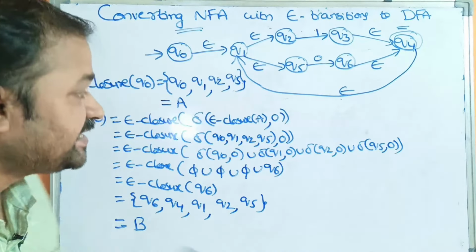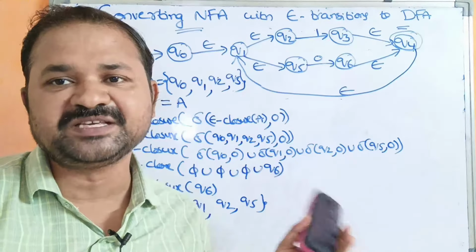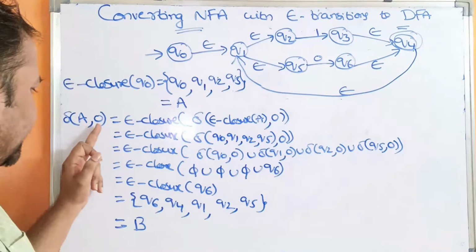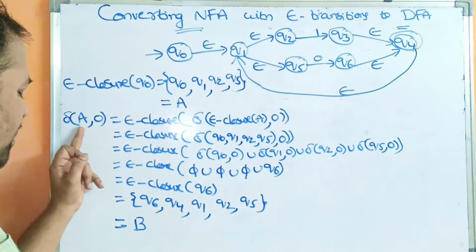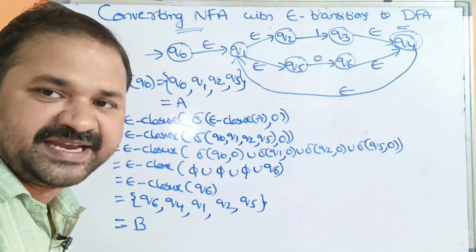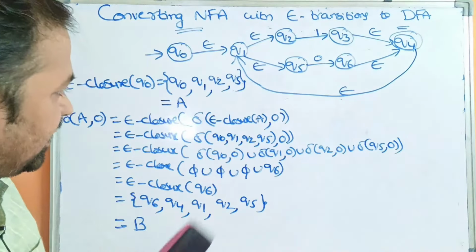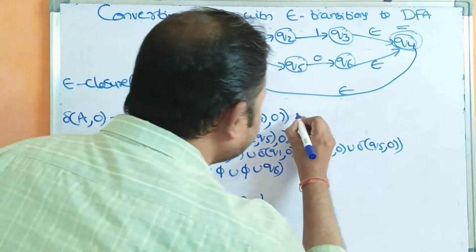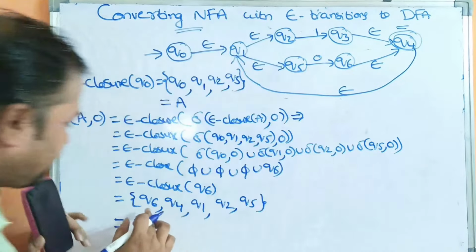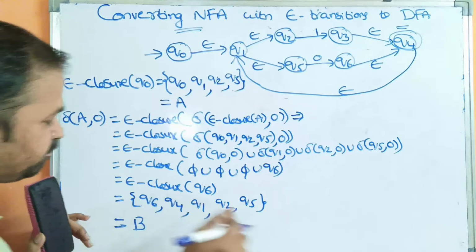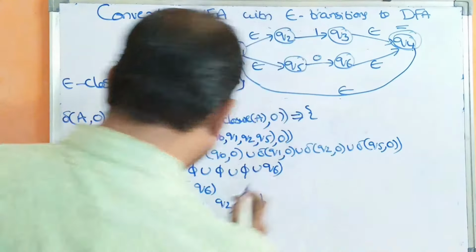Let us assume the state as B. So that means if we apply 0 input symbol on A state, we will go to the B state. Okay. Now we have to calculate A of 1. Here for space constraints, let us write this value here. What is B here? This is important here.